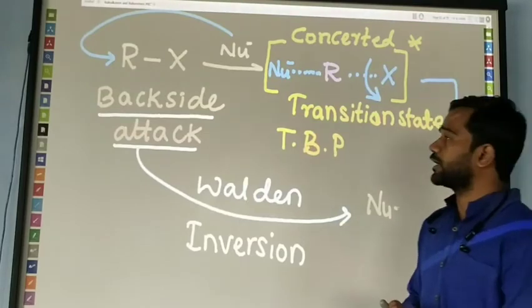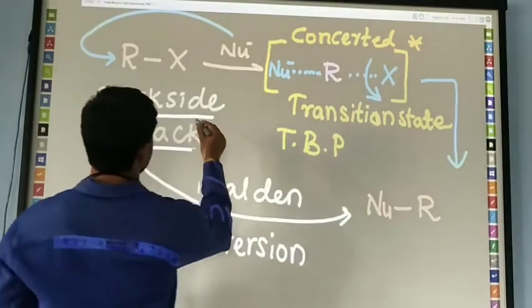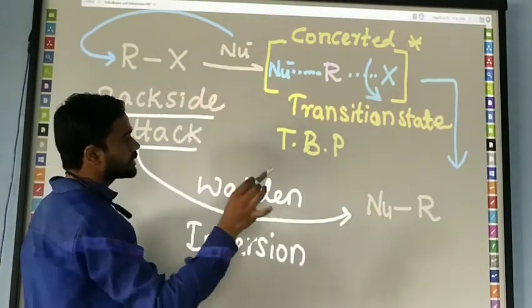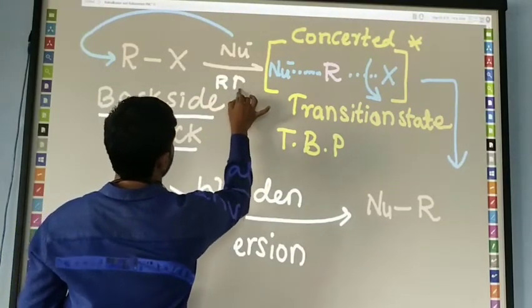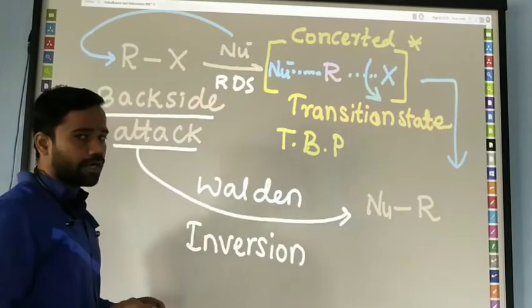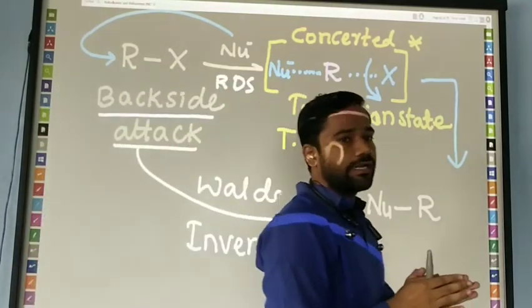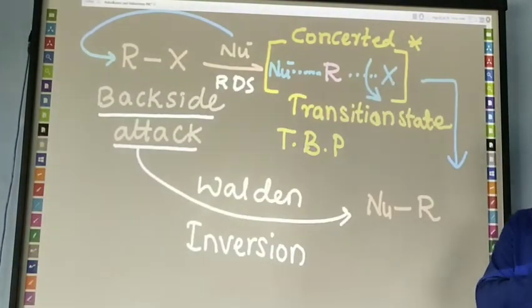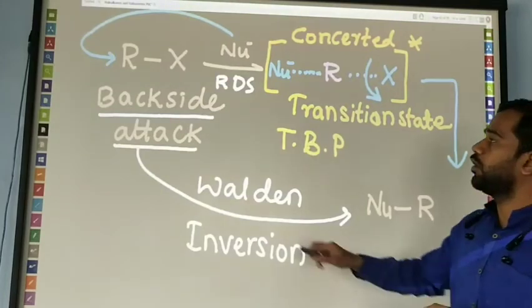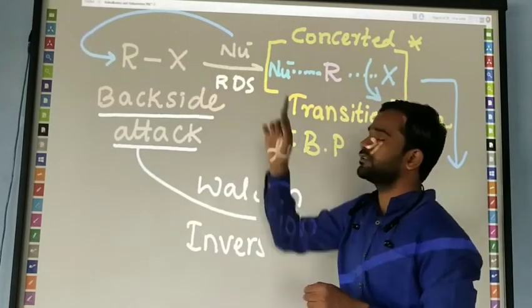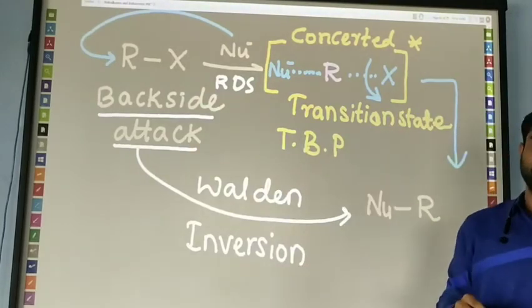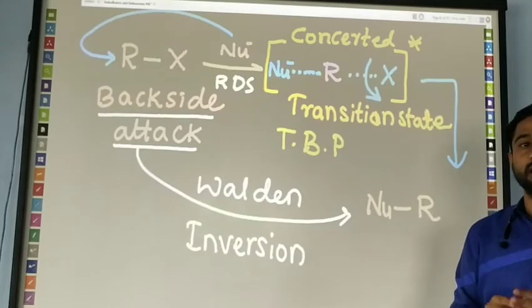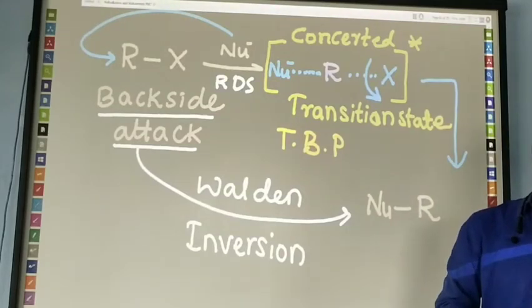Remember this: the attack of the nucleophile is the slowest step. The slowest step we consider as our RDS step. You already know what I mean by RDS. RDS means rate determining step, where the rate or order of reactivity depends on both the substrate and the nucleophile. Remember, the SN2 mechanism is always a one step mechanism.